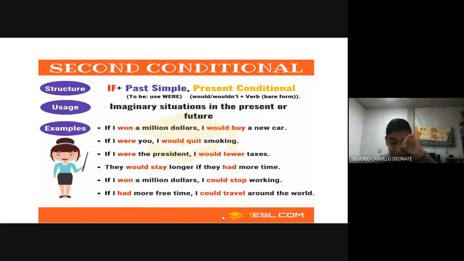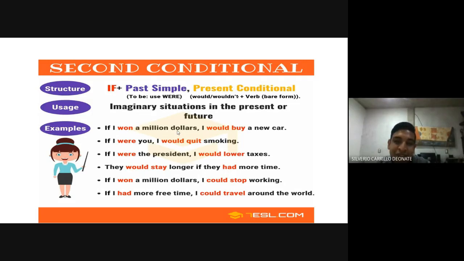First of all, we're going to use if plus simple past plus would or wouldn't. And in this case, the usage is to talk about imaginary situations in the present or the future. So we're going to talk about imaginary situations and their imaginary results. For example, in here it says, if I won $1 million, I would buy a new car. Si me ganara $1 million, me compraría un carro nuevo. In this case, it's an imaginary situation because you don't have the money or you haven't even won the lottery or $1 million.